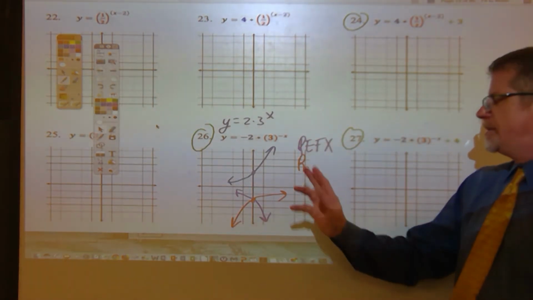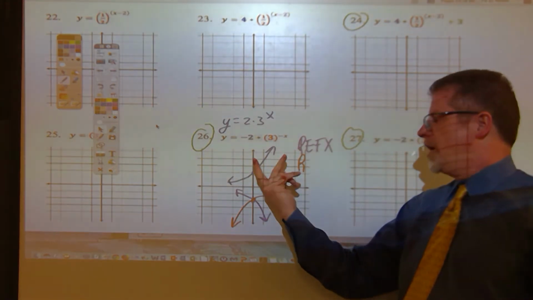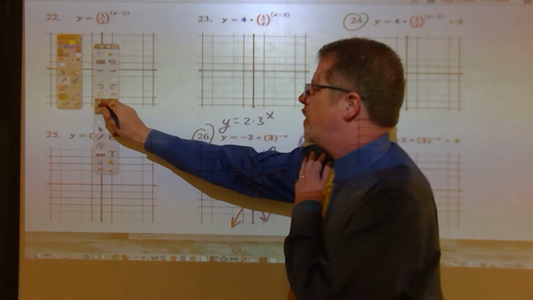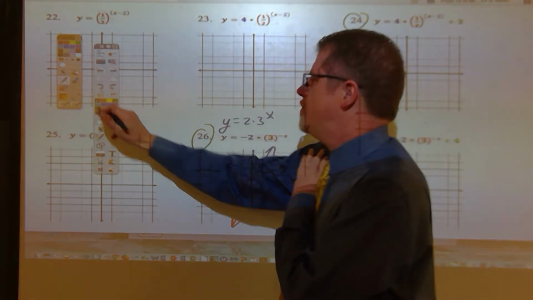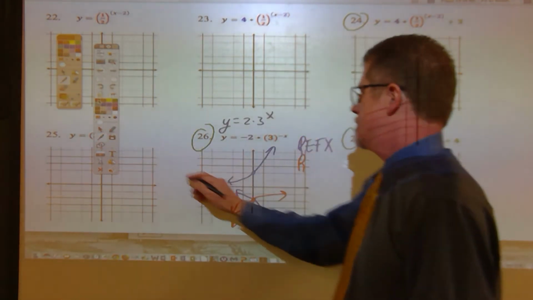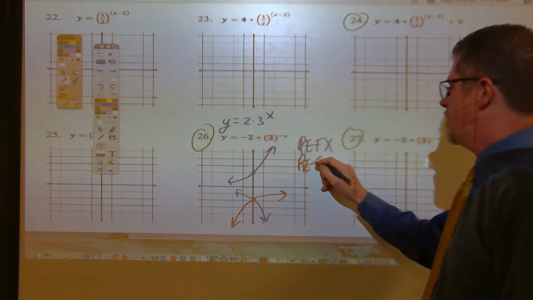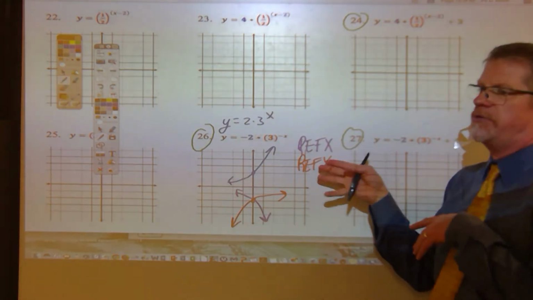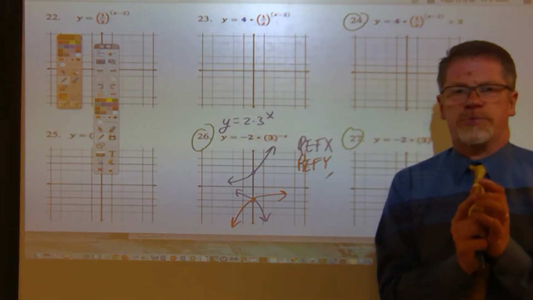Now, if you had done reflect y first and then reflect x, you would have ended up with the same red graph. It just doesn't matter in which order you perform the reflections. I did reflect x, reflect y. In your mathematical imagination, you might be able to see that doing reflect y, reflect x gets you the same answer. Any questions on this one?